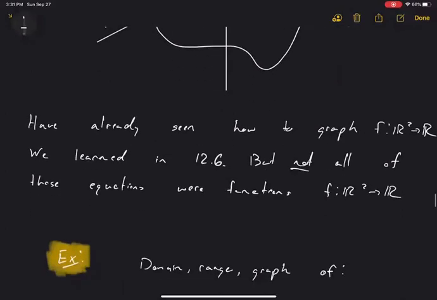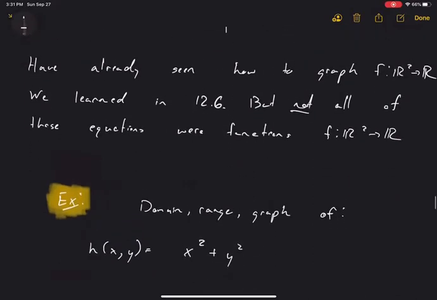All right, so that's how to think about them. How do we actually graph them? Well, we actually already know how to graph them. We did this in 12.6. It's just you weren't told at the time, or maybe not in the book. Maybe I mentioned it in the lecture videos. You weren't told at the time those were multivariable functions. And not all of them were. We're going to talk about that as well.